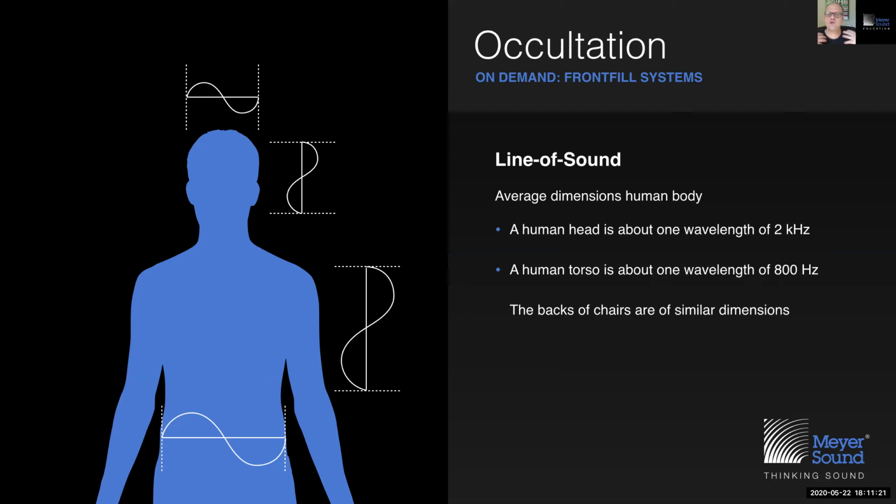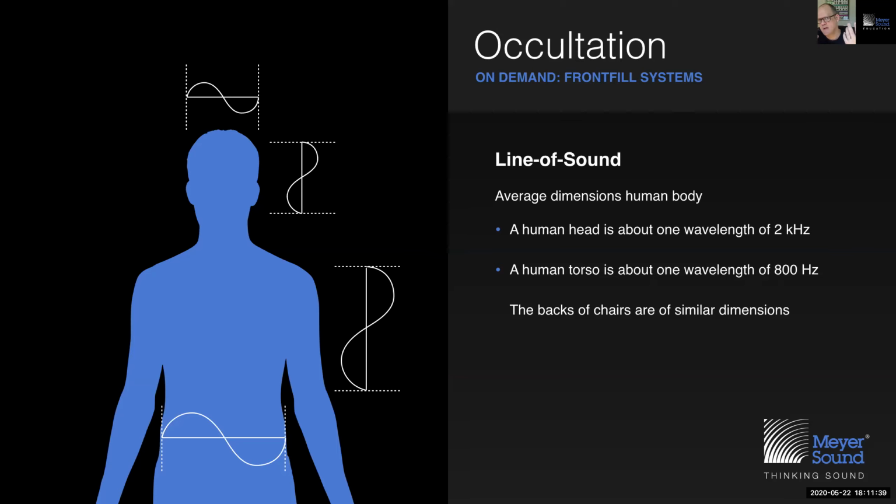The same is true for a human torso. A human torso is about one wavelength of 800 hertz, which means that all frequencies above 800 hertz, whose wavelengths are shorter, might be occulted by the presence of a human person, a body sitting in a theater seat.